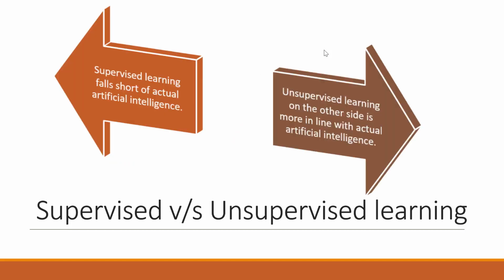Now, supervised learning falls short of actual artificial intelligence, since in this we first need to train the model for each of the data before it can accurately predict the outcome. But unsupervised machine learning is more in line with actual artificial intelligence because it acquires knowledge by experience, and it is quite similar to a kid who learns things on a daily basis.